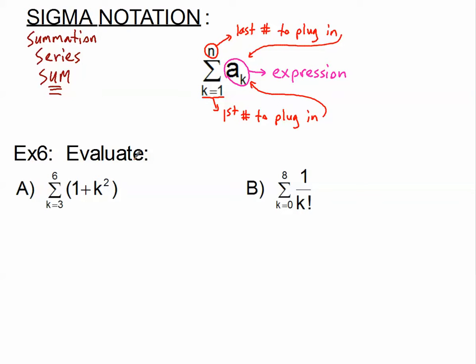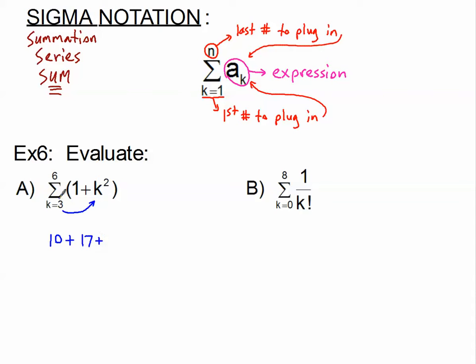So it says evaluate. That means that we're finding the value of the sum. And in this case, our expression is 1 plus k squared, and we're starting by plugging in a 3, and we're stopping by plugging in a 6. So we're going to plug in a 3 first. 1 plus 3 squared. Well, 1 plus 3 squared would be 10. And then we're going to add to that. Let's plug in a 4. We'll plug in a 4, we get 1 plus 16. So that would be 17.